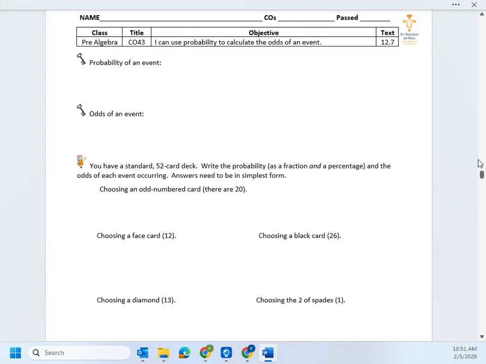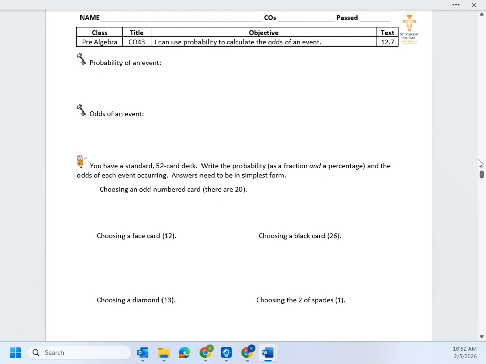So, to do this, we need to know the difference between probability and odds. Sometimes people use them interchangeably, but they are actually different. So we have to be really careful that we are using them correctly.